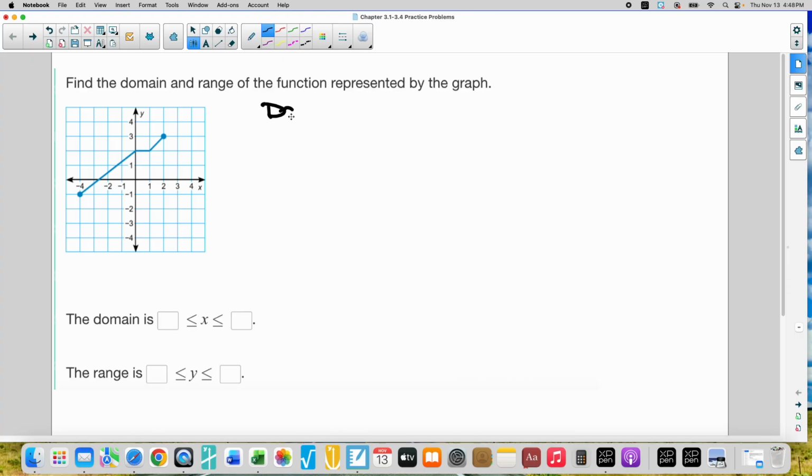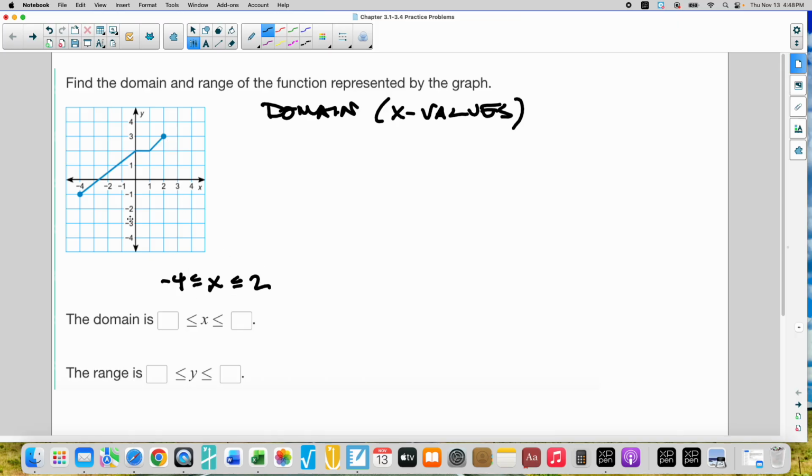So domain, we're talking about x values. We want to list all of the x values that are graphed here. So if we took each point and looked at its x coordinate, what would it consist of? Well, the domain, my x values, are going to go from -4 all the way to 2. So that would be -4 is less than or equal to x, which is less than or equal to 2.